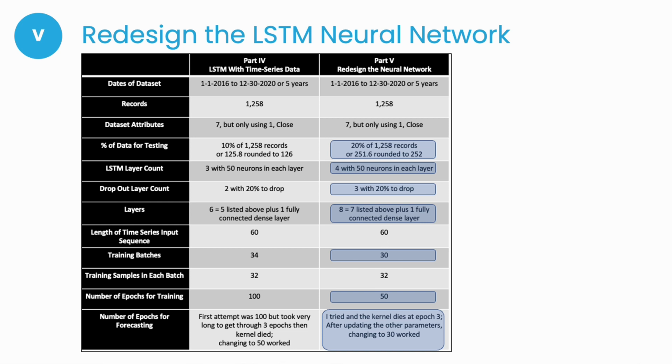I also identified the core parameters with items highlighted on this picture that were changed. I am now using 20% of the data for testing, added 1 LSTM layer, added 1 dropout layer, changed the training batches to 30, reduced the number of epochs for training from 100 to 50, and changed the number of epochs for forecasting from 50 to 30.